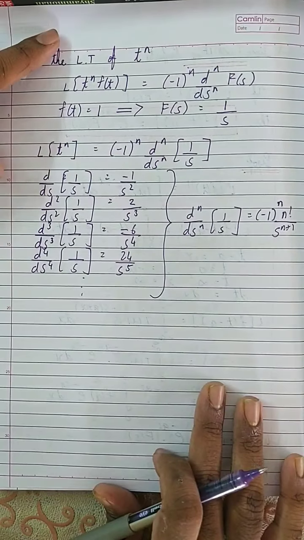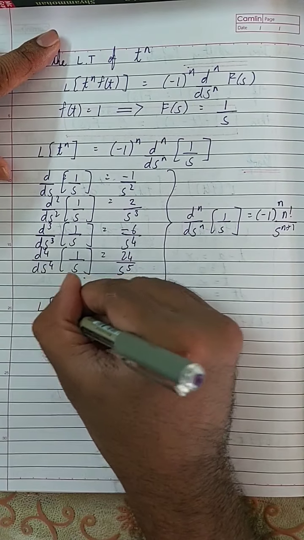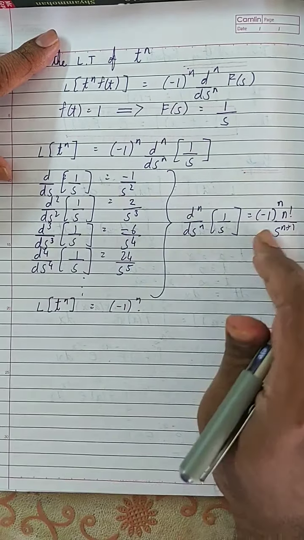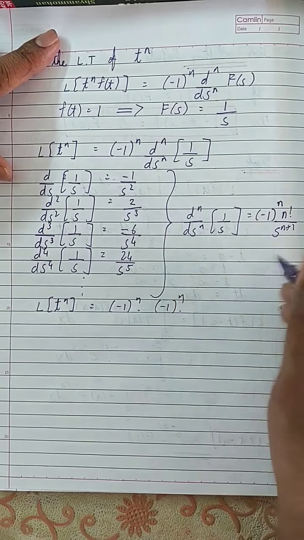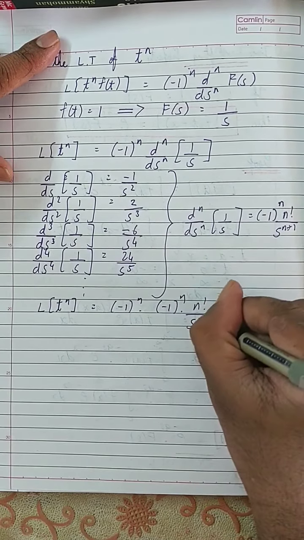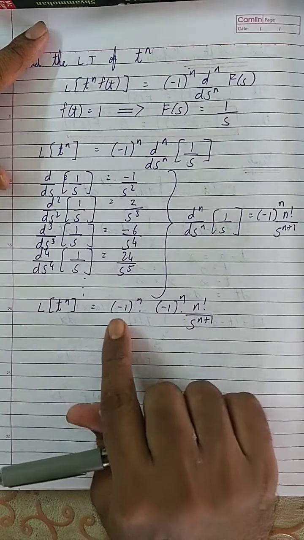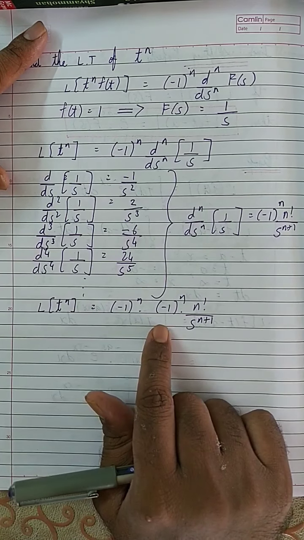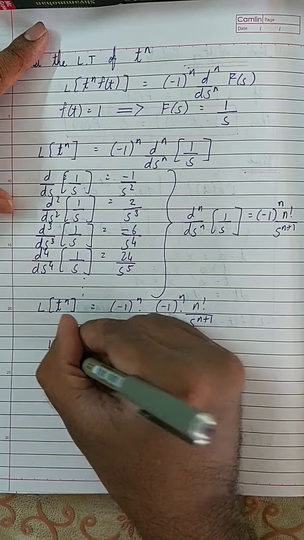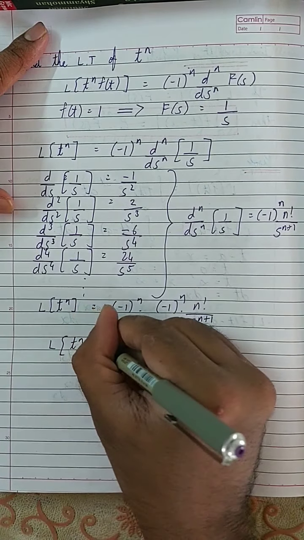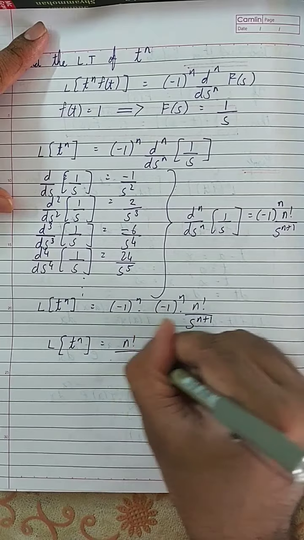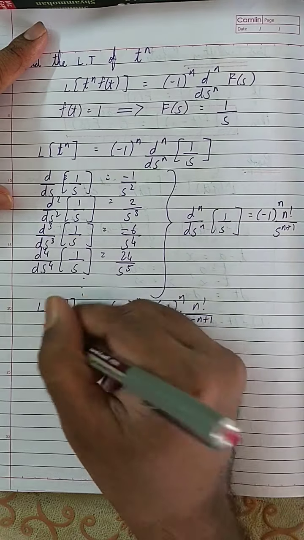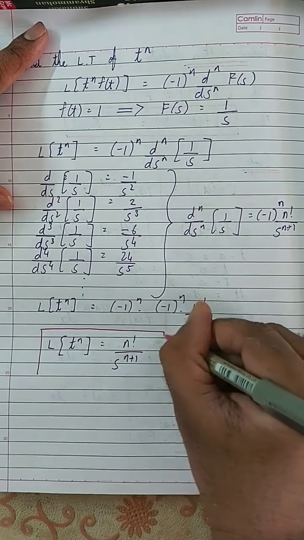This is the equation. In other words, the Laplace transform of t raised to n is minus 1 raised to n into, again minus 1 raised to n into n factorial by s raised to n plus 1. What is minus 1 raised to n into minus 1 raised to n? The minus signs cancel each other, so you get 1 itself. Therefore, the Laplace transform of t raised to n is equal to n factorial by s raised to n plus 1, which you can now use for your basic function.